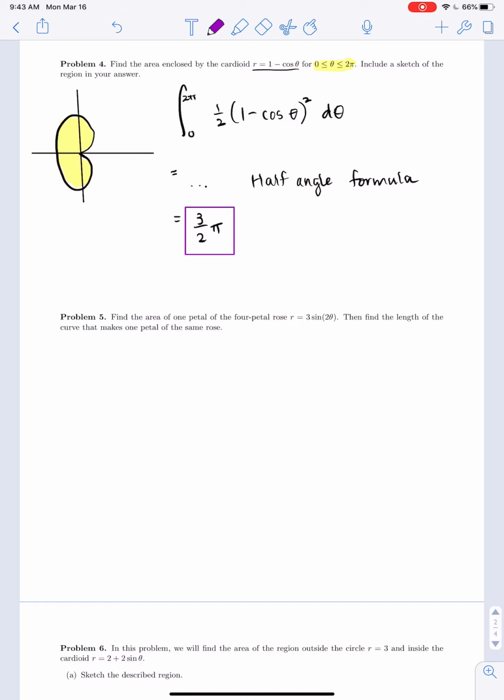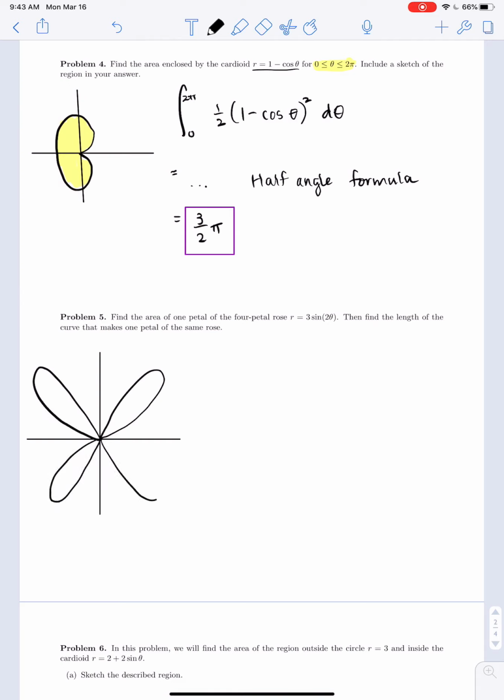Okay, here's another rose. So we've got the 4 petal rose, r equals 3 sine of 2 theta. What that's going to look like, again, you can create a table of values with thetas and r's and plot some points. But this thing is going to have 4 petals, all at an angle of pi over 4.